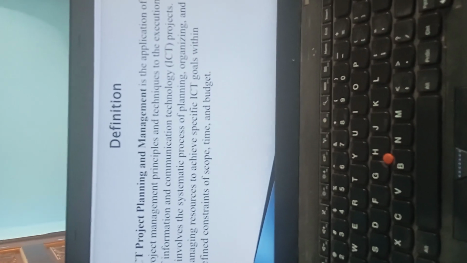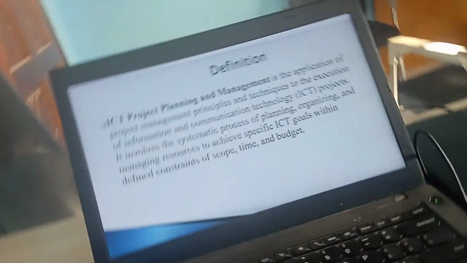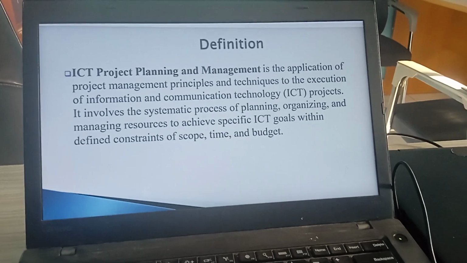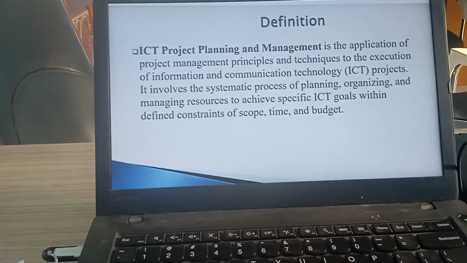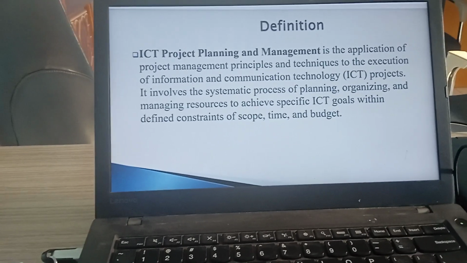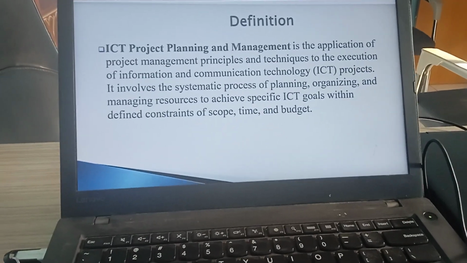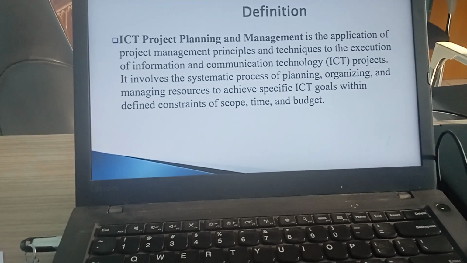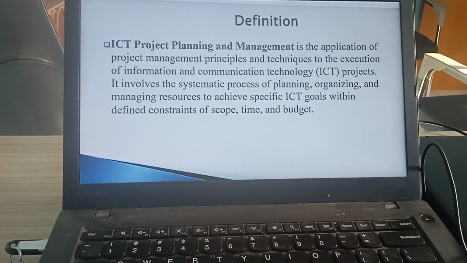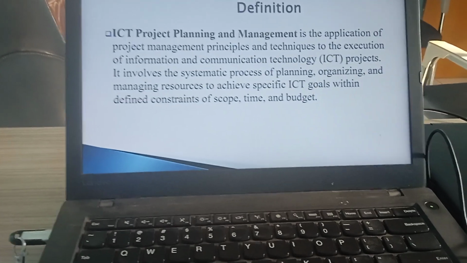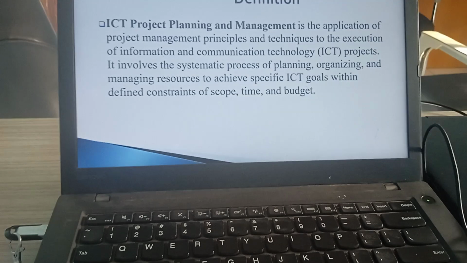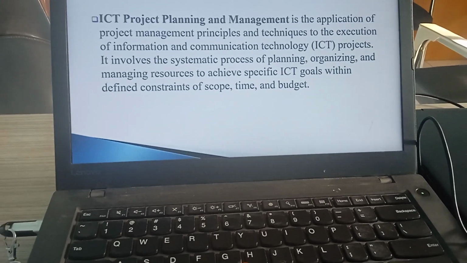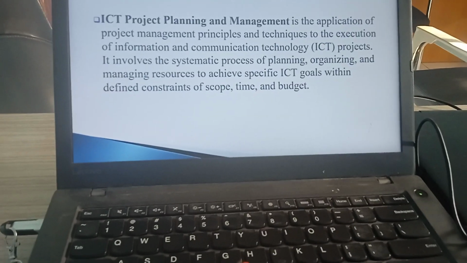When you go to the second slide, it is giving us what we call a definition of ICT project planning. When you look at everything that you do in IT, you have to do what we call a plan for the project. A project is something so practical, then at the end of the day, we are waiting to see your project. My dear friends, ICT project planning and management is the application of project management principles and techniques to the execution of information and communication technology projects.